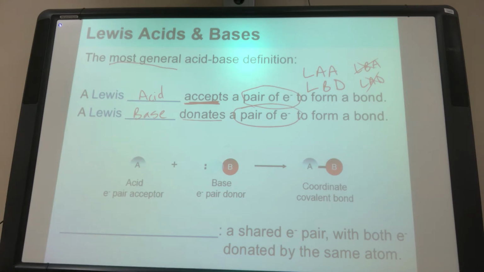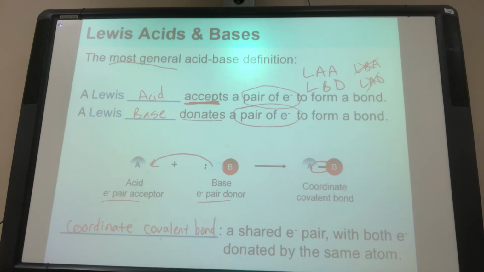Okay? So let's look. Here's my acid. It's an electron pair acceptor. The base is an electron pair donor. So what happens is he donates these electrons, and instead of just giving them to him, so he becomes a cation and he becomes an anion, we actually make a coordinate covalent bond. So we're going to make a new type of bond that we have not heard of before.